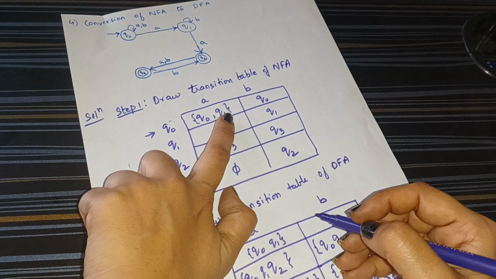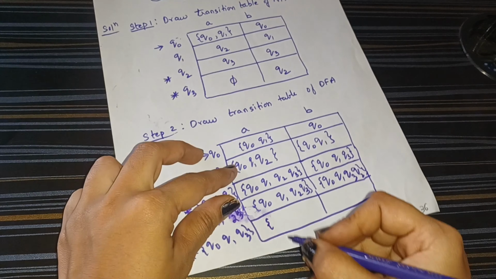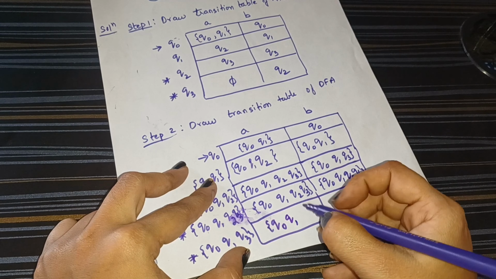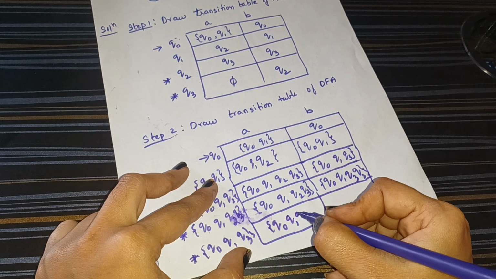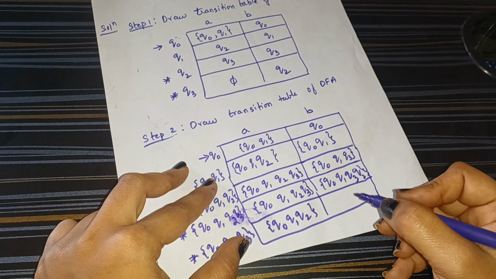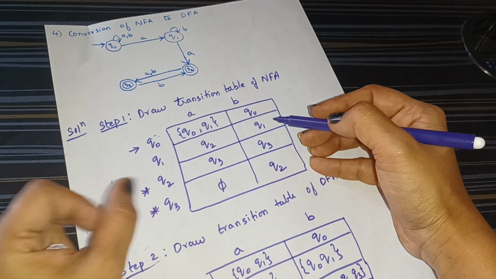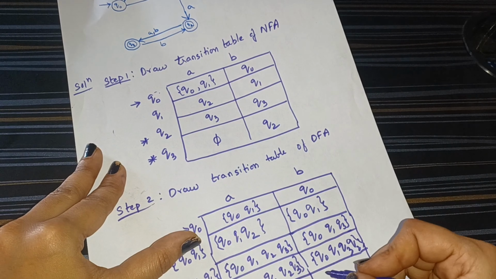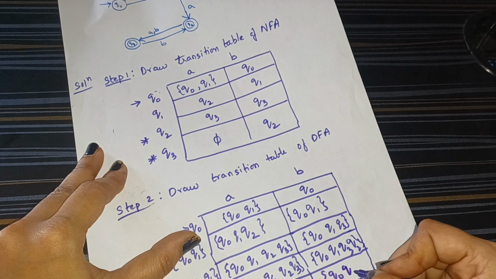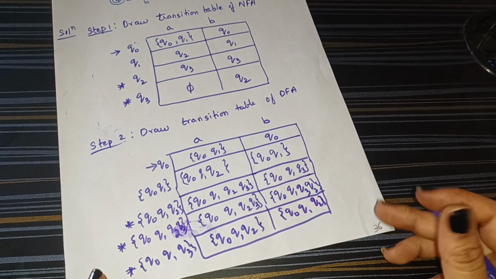So it is going to Q0, Q1, Q2. Next, on B, where is it going: Q0, Q1 on Q1, Q2. So Q0, Q1, Q2. Okay. Now we will draw a state diagram.